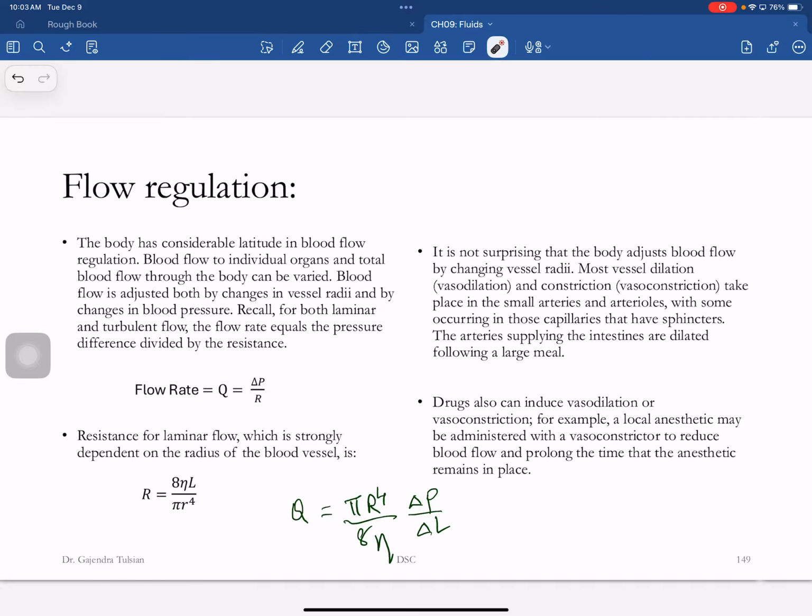So it's not surprising the body adjusts flow by changing vessel radii. If you change the vessel radii by just a small amount, you can increase the flow rate. Most vessel dilation, vasodilation, and constriction take place in small arteries and arterioles, so in the smaller blood vessels.